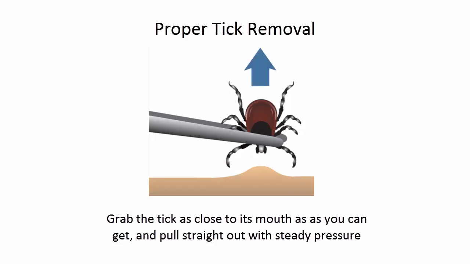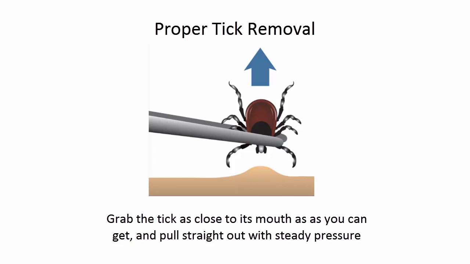Be careful not to jerk or twist the tick, as this can cause the mouth parts to break off and remain in the skin. If this happens, use tweezers to remove as many mouth parts as possible. If unable to remove all mouth parts easily, leave it alone and let it heal. Make sure to thoroughly clean both the bite area and your hands with rubbing alcohol or soap and hot water.